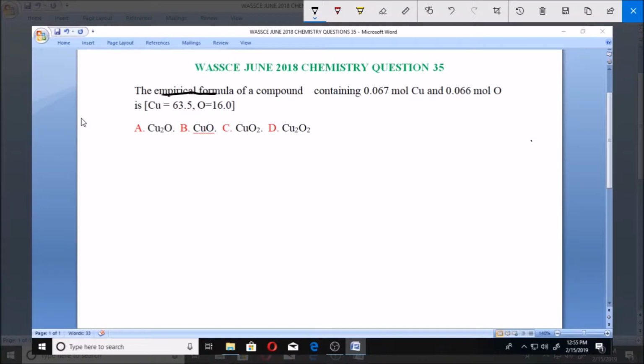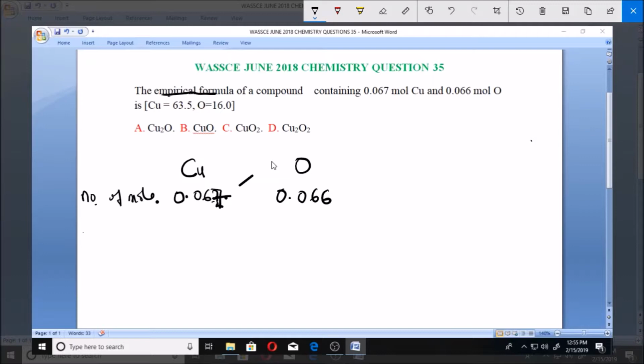We have copper, then we have oxygen. Now, what is the number of moles of each that we have from the question? We have copper to be 0.067 moles. Then we have oxygen to be 0.066 moles. So we have 0.067 and 0.066 moles.